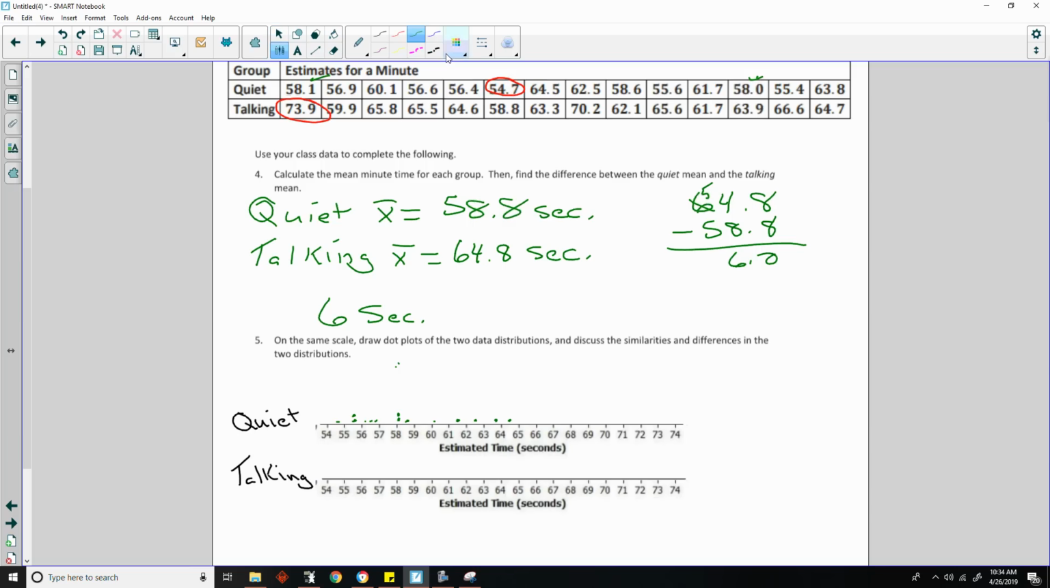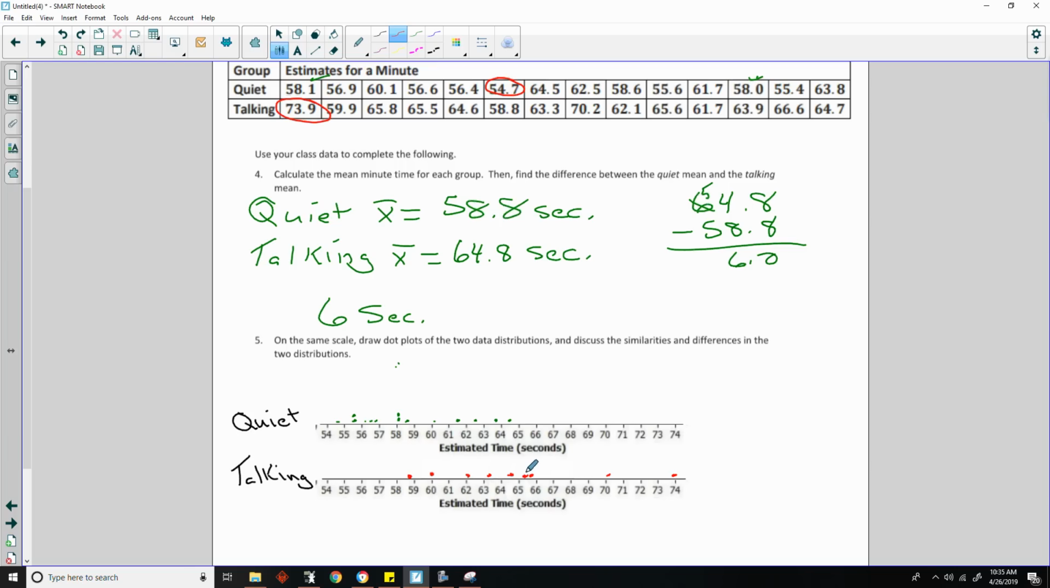Now talking. I'll do it in red. So 73.9 is all the way over here. 59.9, 65.8, 65.5, 64.6, 58.8, 63.3, 70.2. That's pretty bad. 62.1, 65.6.